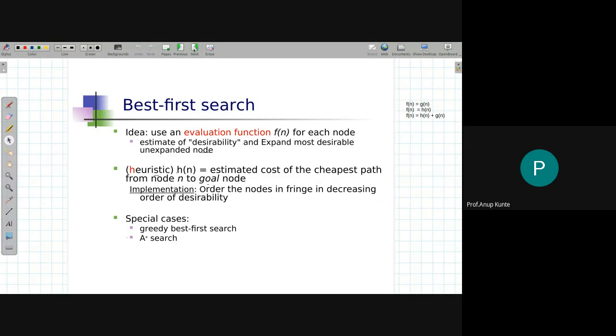So what does this mean? It means I am prioritizing. So this wordiness simply means I am prioritizing the fringe nodes, or fringe list, based on f of n function, f of n's value.